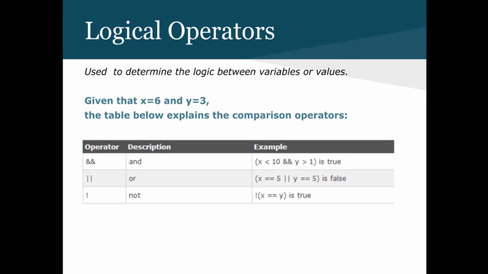This checks to see if one of these is true. X's current value is 6. Is 6 equal to 5? No. Let's check y. Is y equal to 5? Y's value is 3. So 3 is not equal to 5. That's why this renders out as false. But if I was checking to see if x was equal to 6, it would be true.